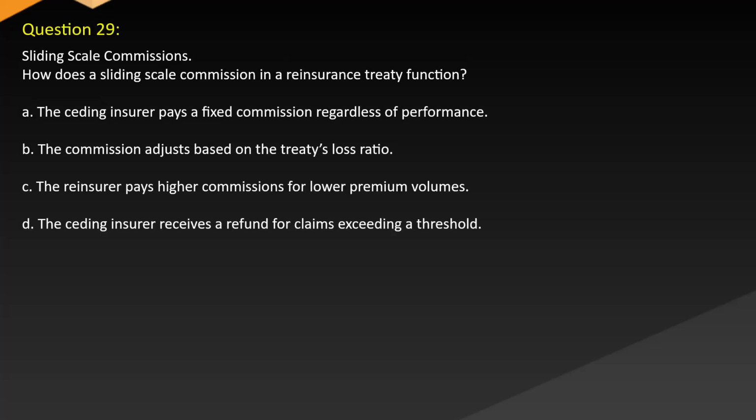Question 29. Sliding scale commissions. How does the sliding scale commission in a reinsurance treaty function? A. The ceding insurer pays a fixed commission regardless of performance. B. The commission adjusts based on the treaty's loss ratio. C. The reinsurer pays higher commissions for low premium volumes. D. The ceding insurer receives a refund for claims exceeding a threshold.